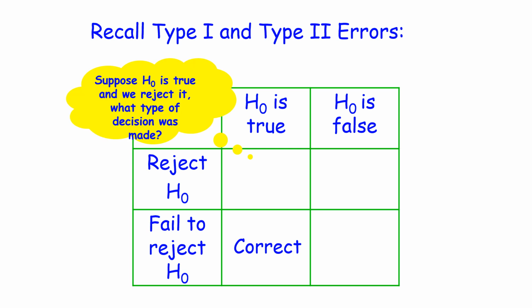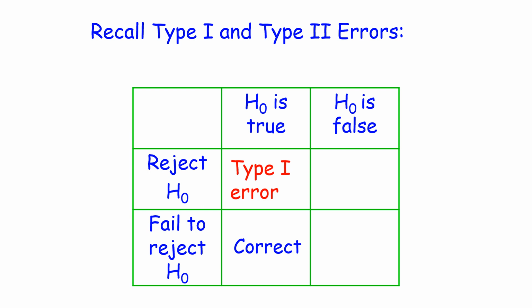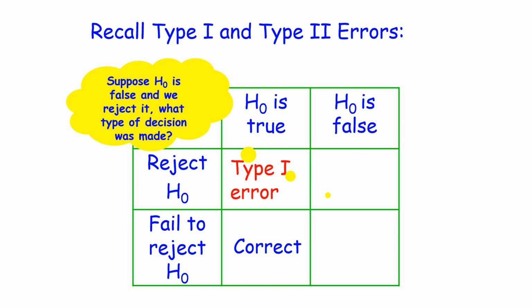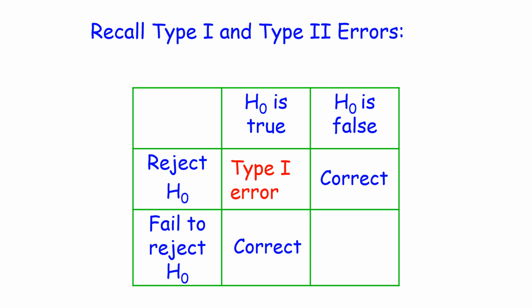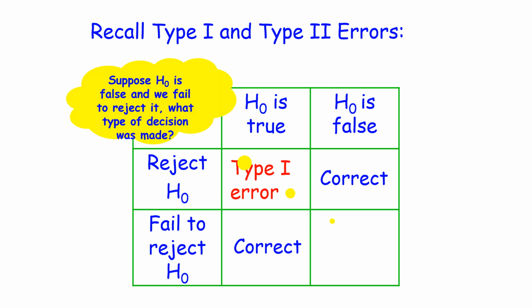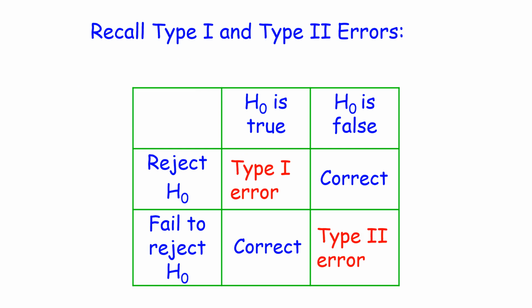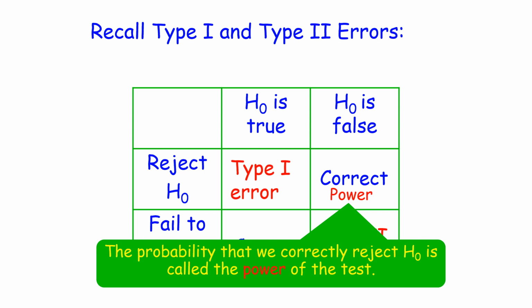If our null hypothesis is true and we reject it, this was a type 1 error. If our null hypothesis is false and we reject it, the type of decision was a correct decision. And if our null hypothesis is false and we fail to reject it, we've made a type 2 error. The probability that we correctly reject our null hypothesis is called the power of the test.